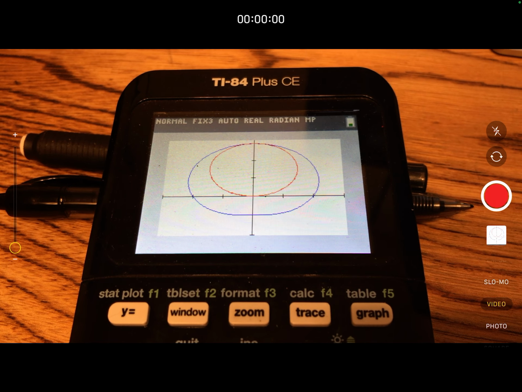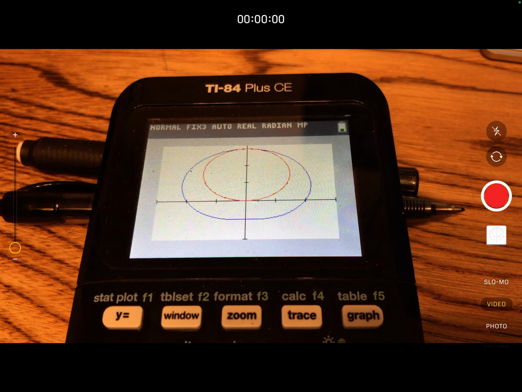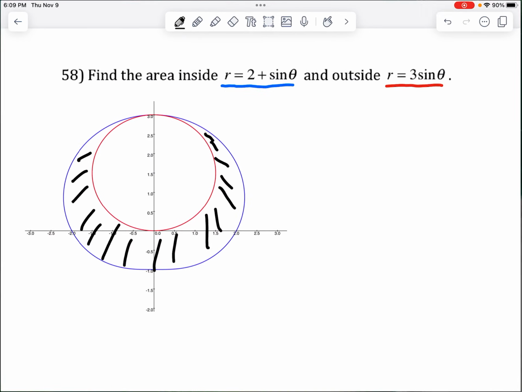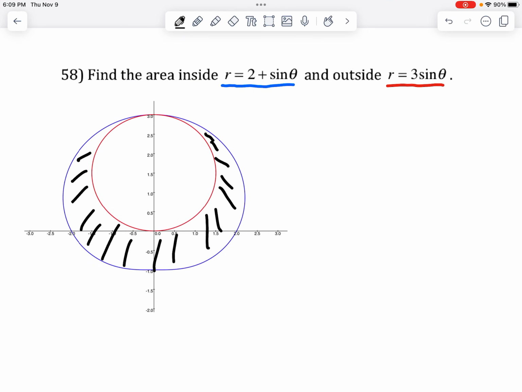So it turns out we have to use different limits. So we can't just use one integral. We're going to have to do 2 integrals. So it did take the blue function all the way from 0 to 2 pi to complete the whole graph. And while it was doing that, the red one drew itself twice. So that means that this one goes from 0 to pi.